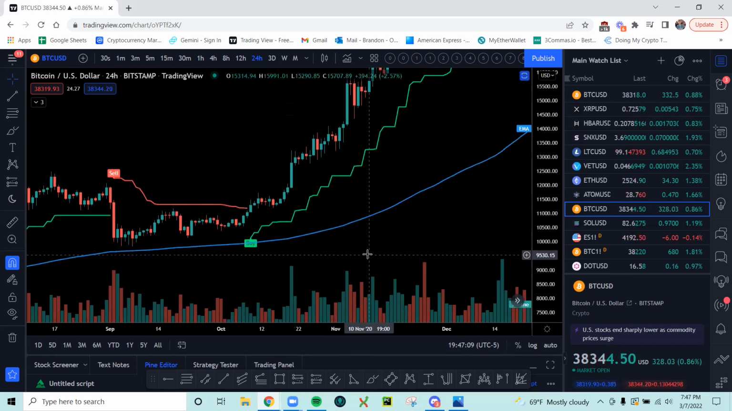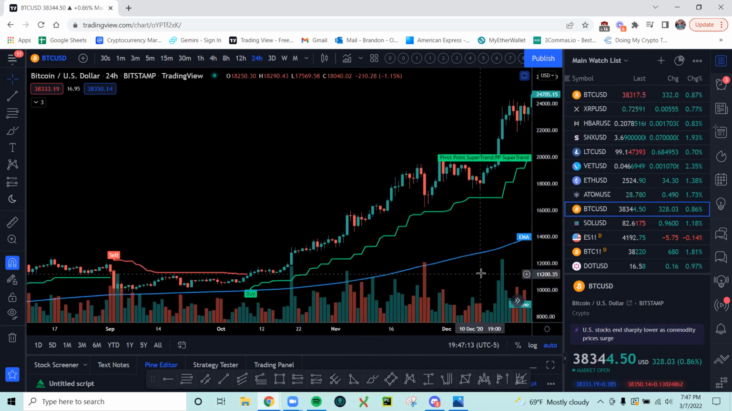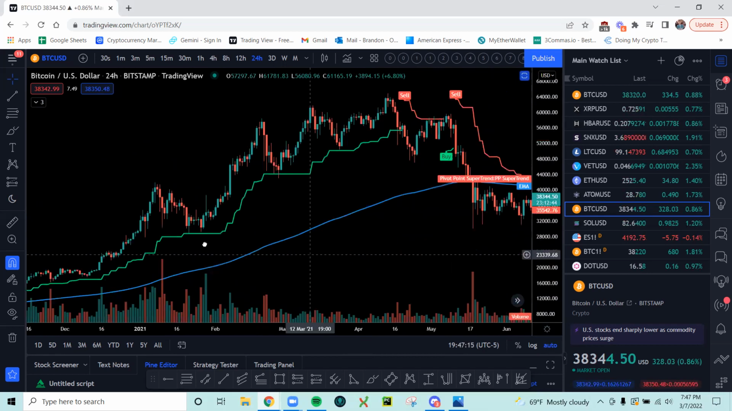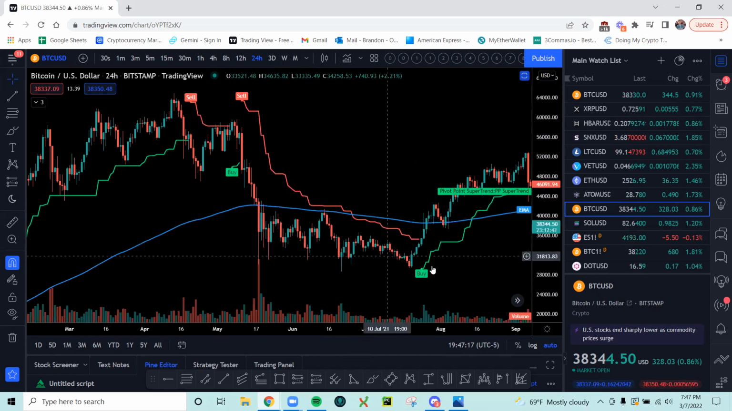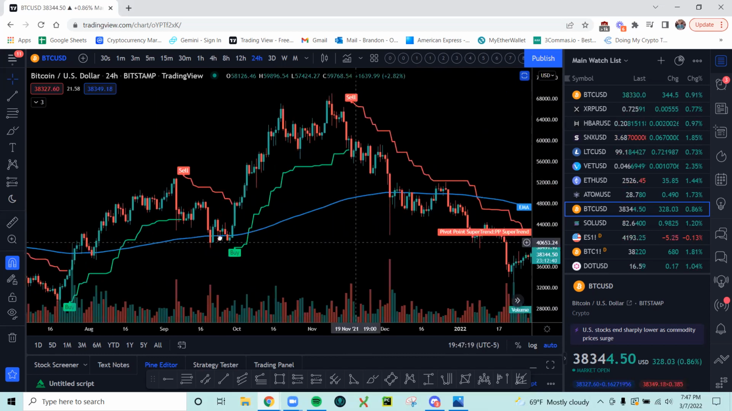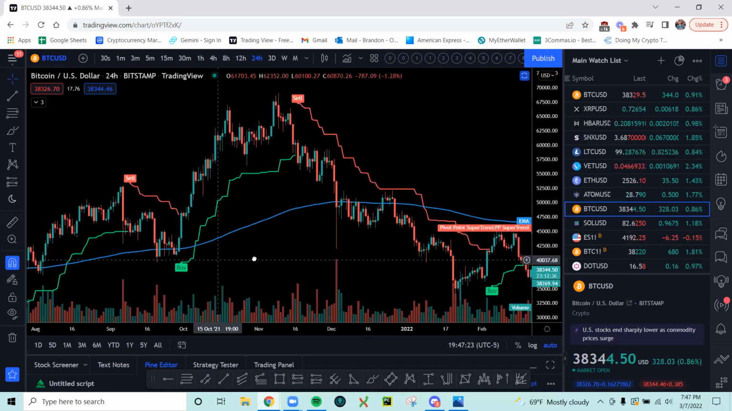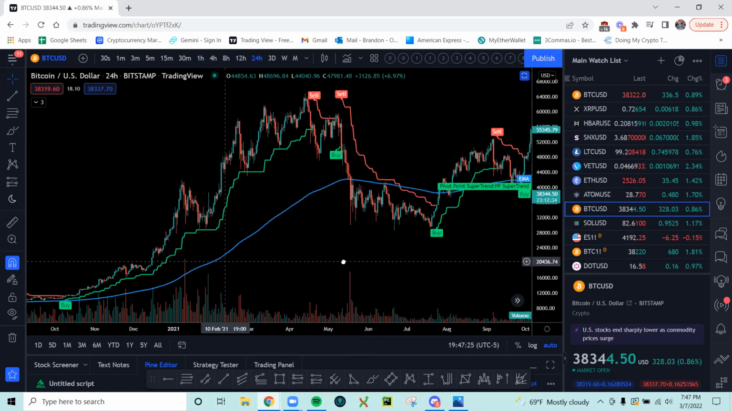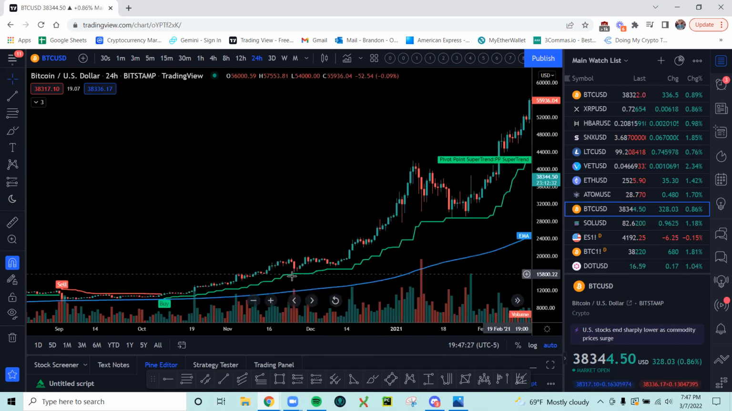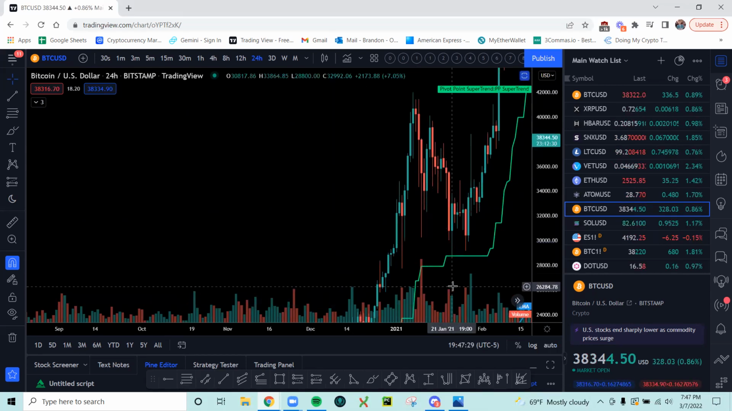So the rules here: when price is above the 200 EMA, you're going to be looking for buys. And when price gets below the 200 EMA, you're going to be looking for sells. And this indicator literally tells you when to get in and when to potentially get out. So let's start back down here. This is on the daily chart.